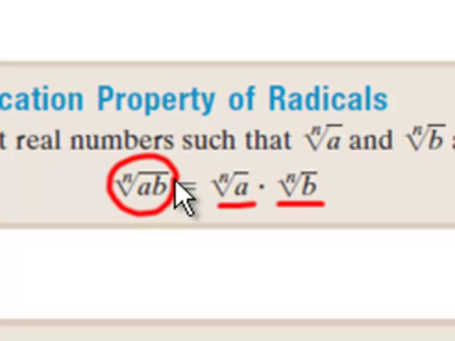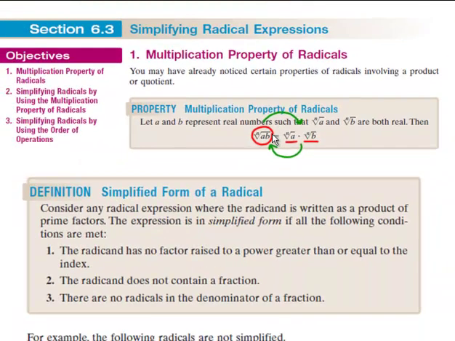The other way, we can take two things with the same index, either a square root or a cube root, and we can combine whatever's inside by multiplying them together. So remember, equal signs work both ways. Doesn't mean that we can't just combine. We can also uncombine.